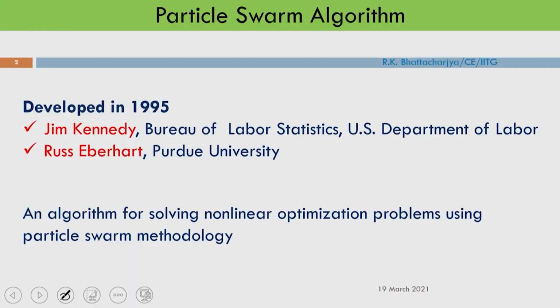This algorithm was developed in 1995 by Jim Kennedy, who was at the Bureau of Labor Statistics, US Department of Labor, and Russ Eberhart, who was at Purdue University. So they proposed the particle swarm algorithm in 1995. This is an algorithm for solving nonlinear optimization problems using particle swarm methodology. So we will discuss this particular algorithm.